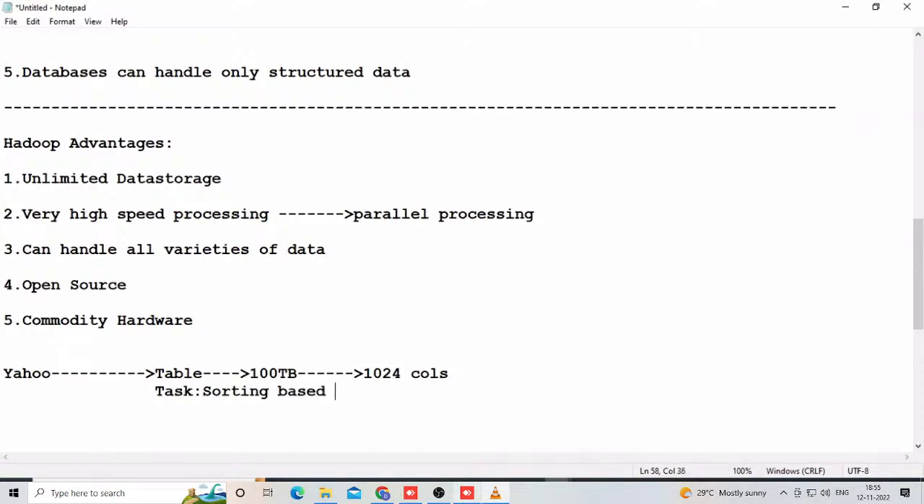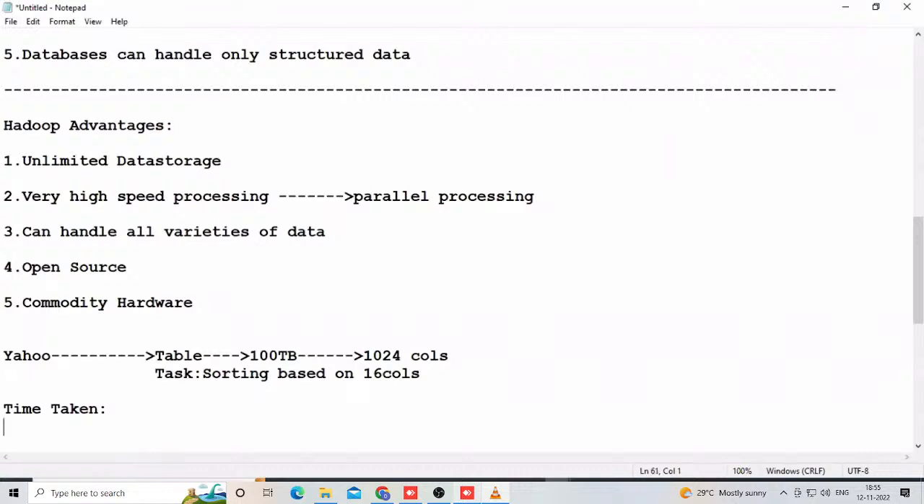Sorting based on 16 columns, right? So what is the time taken by different databases? Here, Oracle has taken nearly 3.5 days.